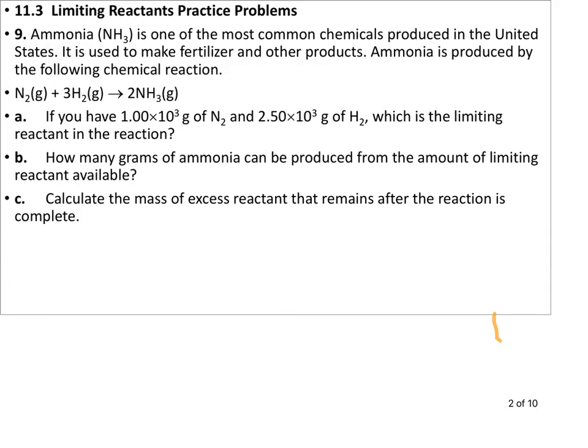Number 9, we had ammonia, a very common chemical produced in the United States, used to make fertilizer or other products, and it's produced by the given reaction. They give us how much nitrogen we start with and how much hydrogen we start with, and we want to figure out the limiting reactant.